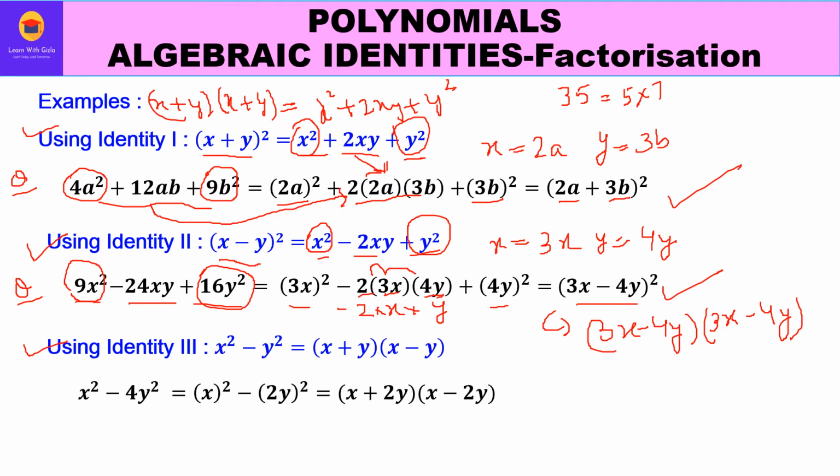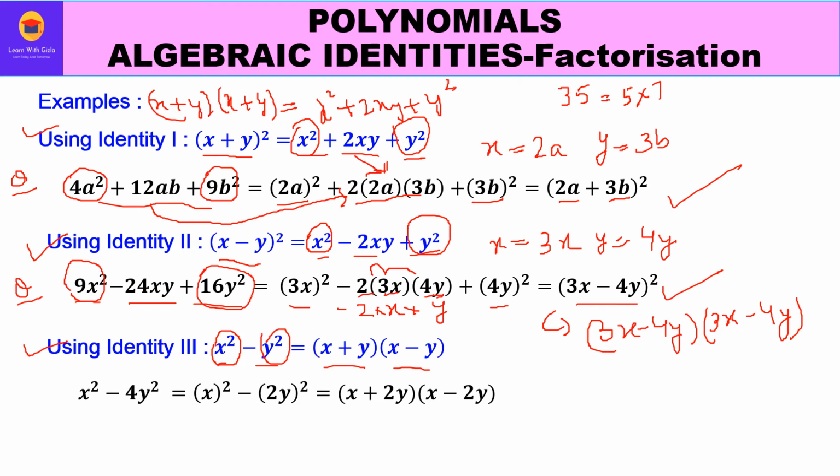Now comes identity 3. In identity 3, we have the form x square minus y square. This is the product, and the factors of it are x plus y and x minus y. That means when we don't have any middle term, we have two square numbers, and the difference of these square numbers is equal to the product of the factors, which are x plus y and x minus y. One is plus, one is minus, right?